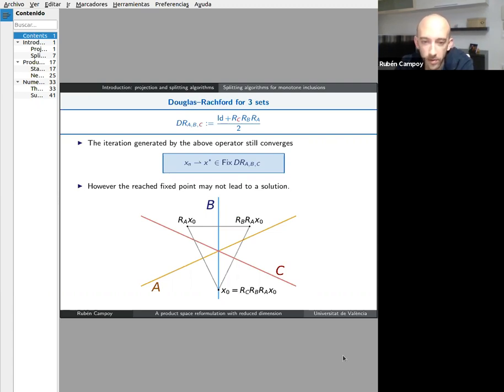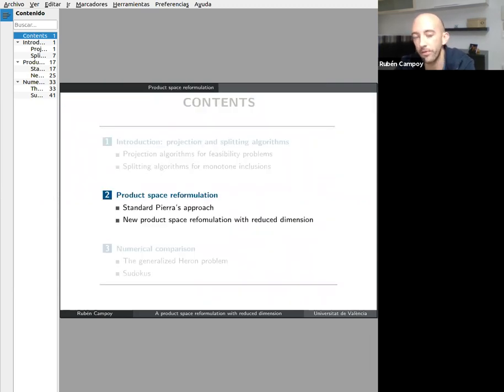Now the middle point will be exactly the same. So this is a fixed point of the operator, but this is not a solution to the feasibility problem. Neither if we project into the first set or the third set or the second set can we reach the intersection of the sets. So this approach doesn't work for the feasibility problem. This is why we need to use product space reformulations.